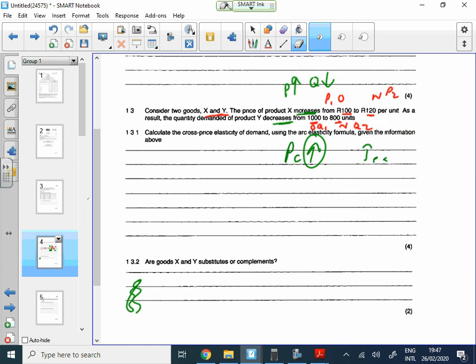But for our case, it's actually the opposite. When the price of product X increased, demand for Y decreased. It means X became expensive, but people stopped buying the other one. So it means the people are using them together. These two must be complements. So that's the first thing. Then the other thing that I see is that you have confused those formulas a bit.